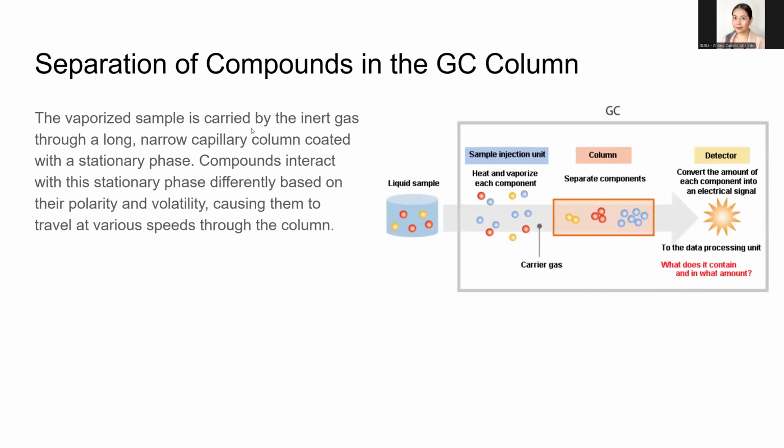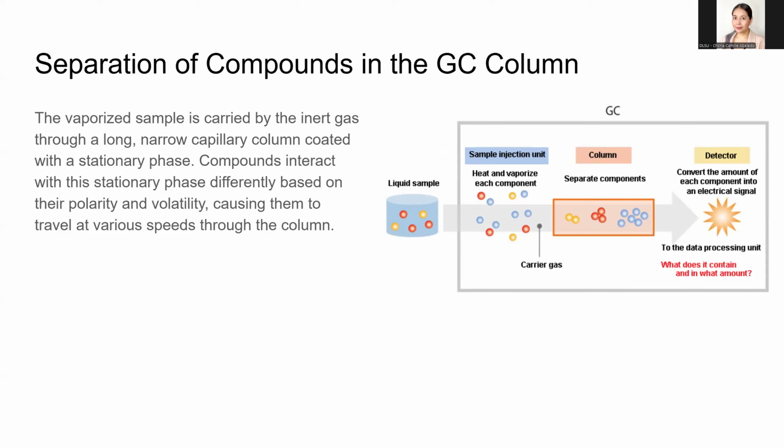From there, we move forward to the third step, which is the separation of compounds in the GC column. So the GC column is packed with a stationary phase that interacts differently with various compounds based on their chemical properties. So you can choose. Would it be based on their polarity or their boiling point?